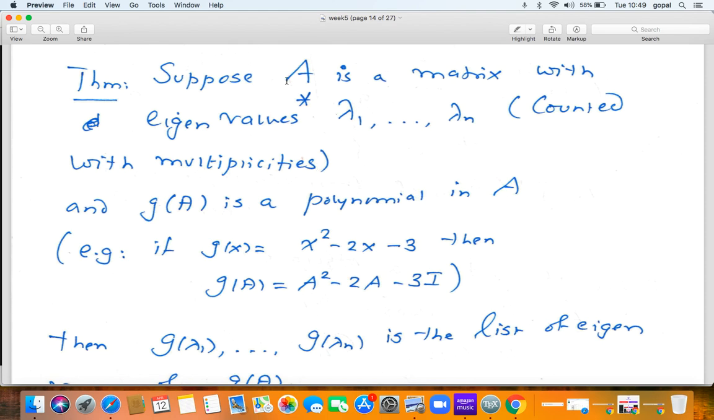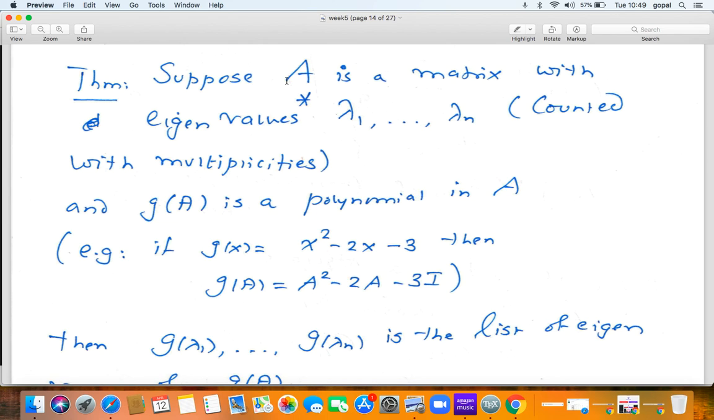Now, if A is a matrix and I know the eigenvalues of A, I want to know the eigenvalues of A squared, and of A cubed. What are they? Very simple. If lambda 1, lambda 2, ..., lambda n are the eigenvalues of A, then the eigenvalues of A squared are lambda 1 squared, lambda 2 squared, ..., lambda n squared. The eigenvalues of A cubed are lambda 1 cubed, lambda 2 cubed, ..., lambda n cubed. What are the eigenvalues of A squared minus A? Lambda 1 squared minus lambda 1, lambda 2 squared minus lambda 2, ..., lambda n squared minus lambda n.